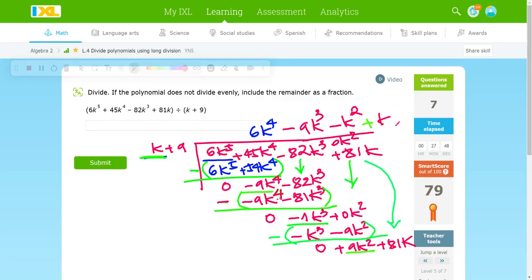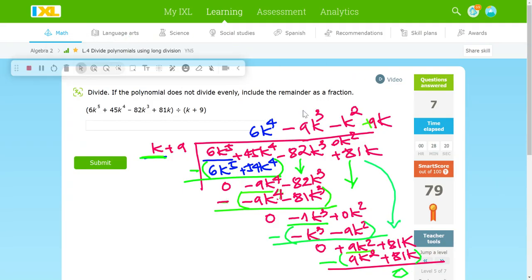Now multiply them back. K times k squared. I missed the number 9. 9k squared divided by k is 9k. Multiply them back, it becomes 9k squared, and 9k times 9 is 81k. So when you subtract, it becomes 0. Put in parentheses, subtract, come out 0. So I got my answer with no remainder.